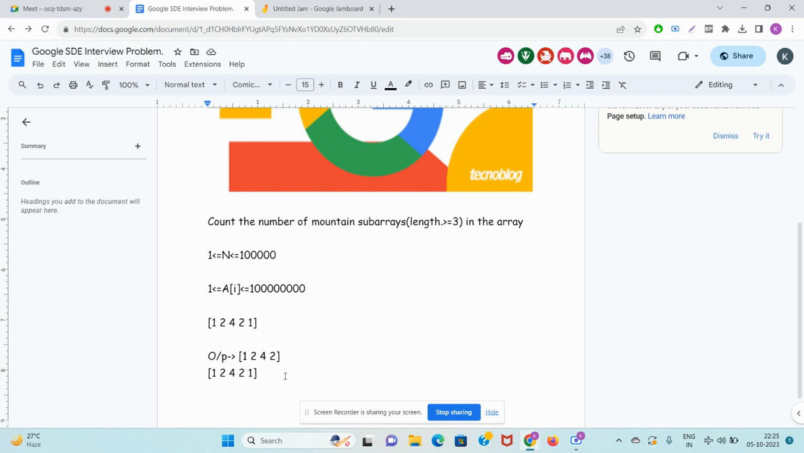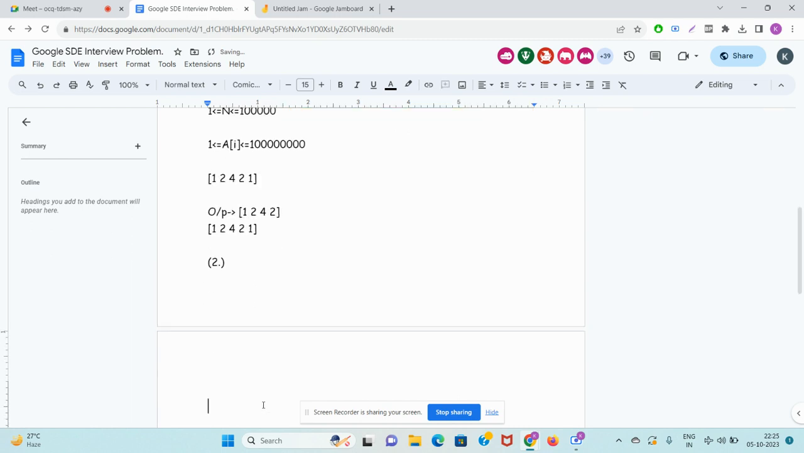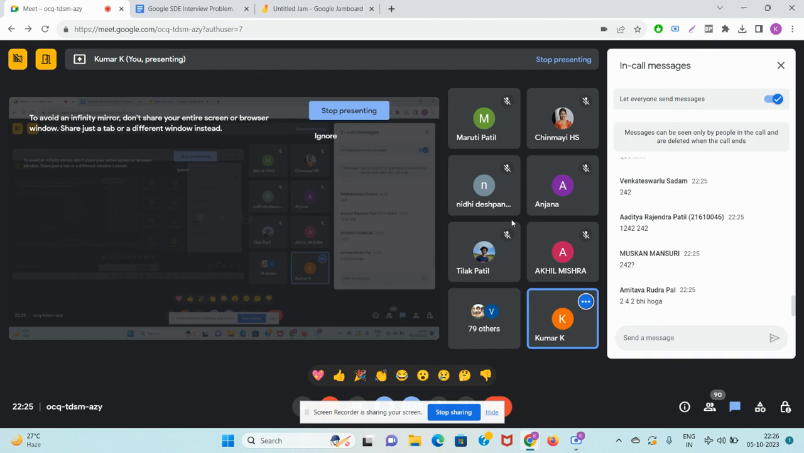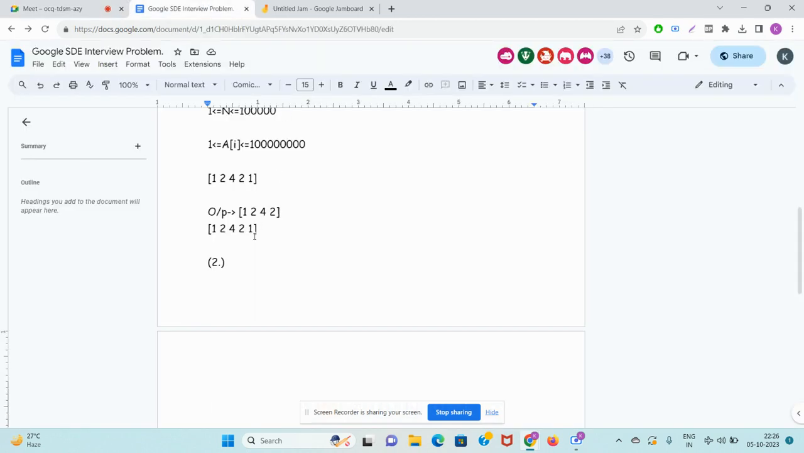The length of a mountain subarray will always be greater than or equal to 3. This was explicitly mentioned in the Google interview. So 1242 and 12421. So the output will be 2, because there are two mountain subarrays. 242 is also a mountain subarray, and 12421 is also a mountain subarray.